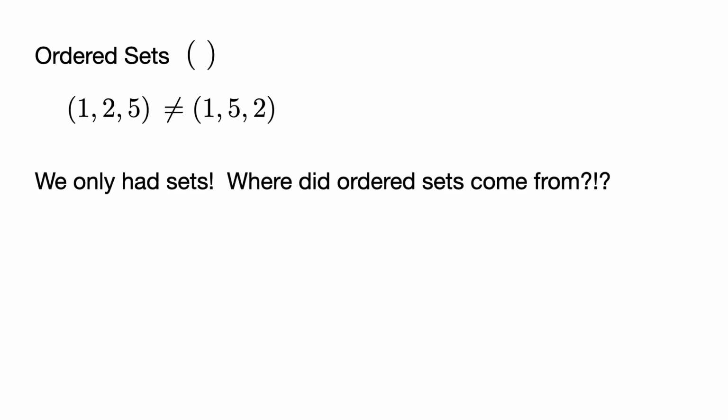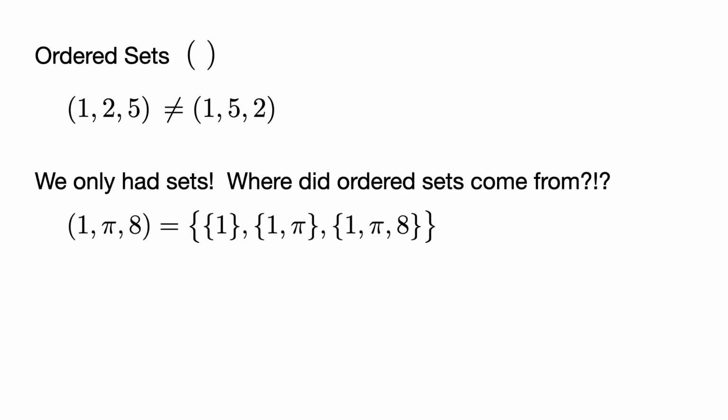So we only had sets. Where did ordered sets come from? I'm going to show you now how to construct ordered sets using sets. Here's an example. The ordered set is (1, pi, 8). How do we have a set that defines this ordered set? Well, it's the set on the right. It's the set of 3 sets. The first set just contains 1. The second set contains 1 and pi. And the third set contains 1, pi, and 8.